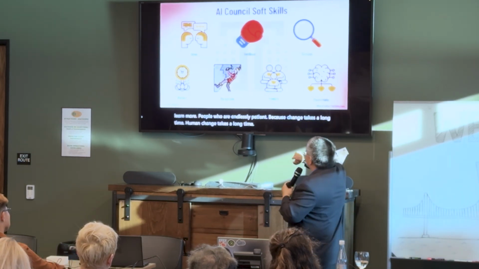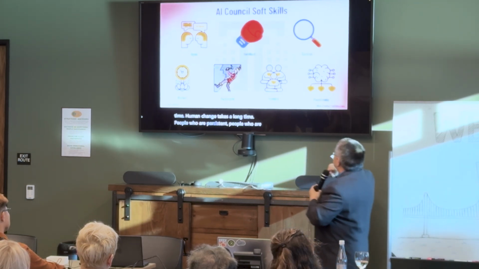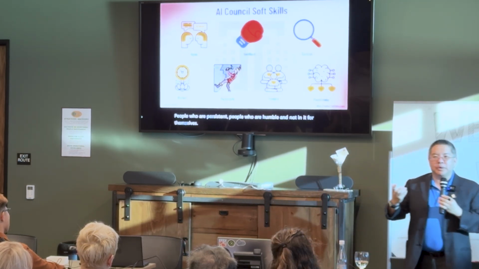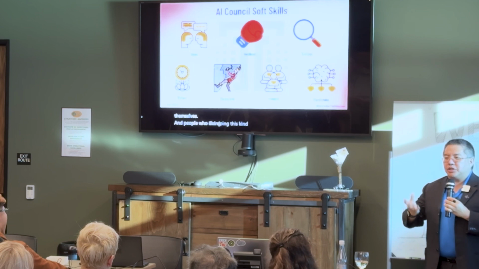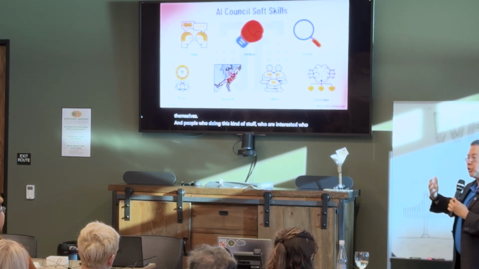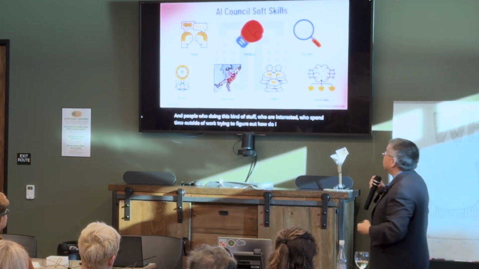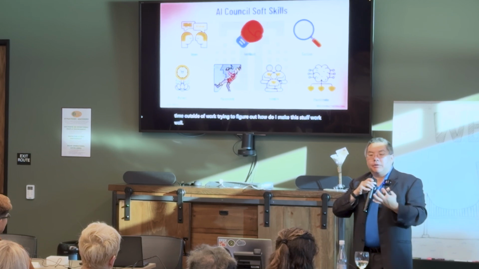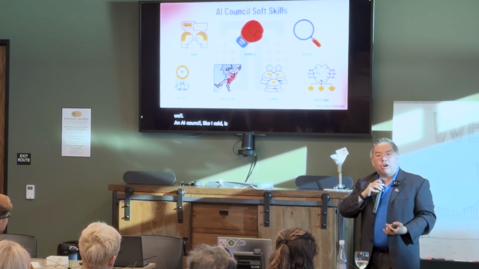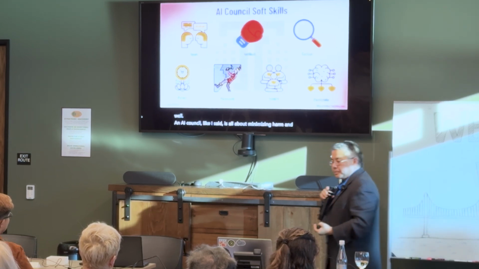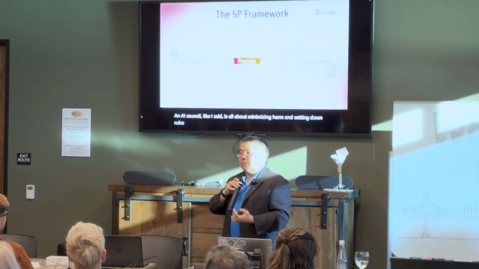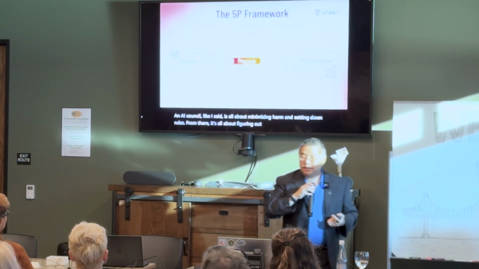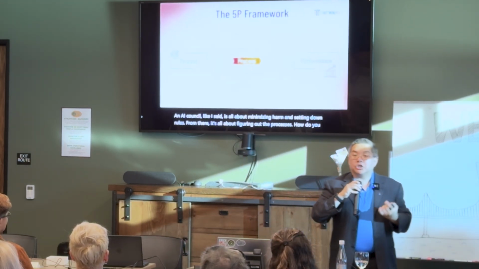People who are persistent, people who are humble and not in it for themselves, and people who like doing this kind of stuff, who are interested, who spend time outside of work trying to figure out, how do I make this stuff work well? An AI council, like I said, is all about minimizing harm and setting down rules. From there, it's all about figuring out the processes. How do you determine what things should AI be doing?